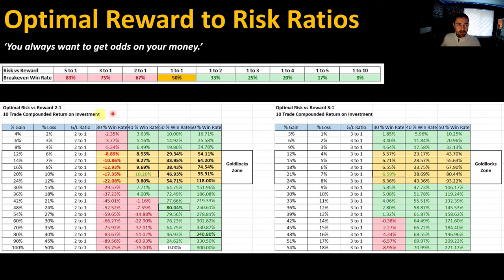Now I've got a couple of examples down here. We've got optimal reward to risk ratio of 2-1, and then optimal reward to risk ratio of 3-1. Now I just want to give you an analogy here, because this does feed into the risk management and when to sell as well. So let's do this one over here, and let's just do a hypothetical example. Let's say you go to the horse racing, and there's going to be 10 races. You're going to bet your entire capital, which isn't prudent in my view, on each race.